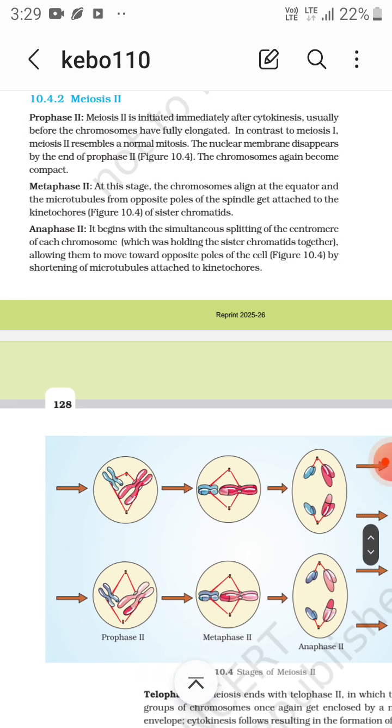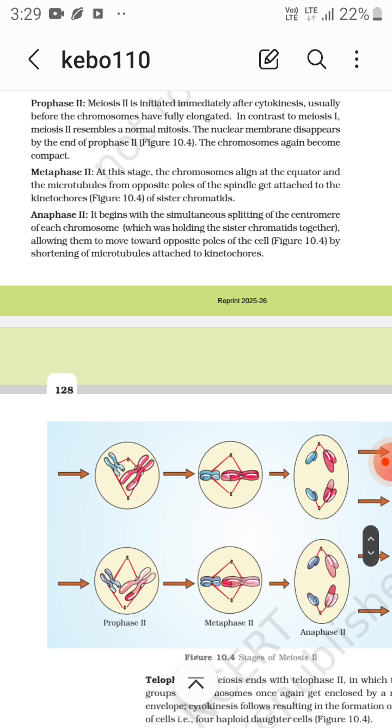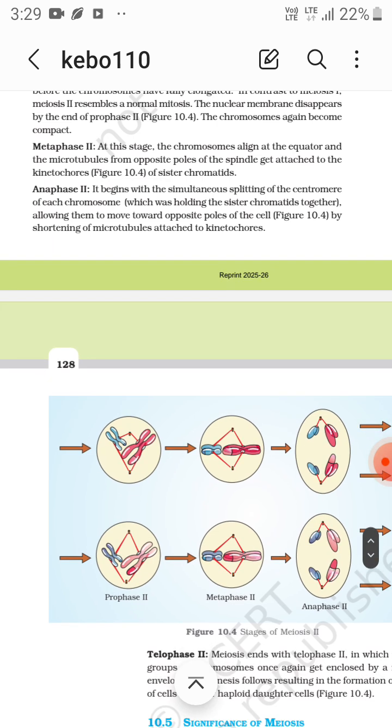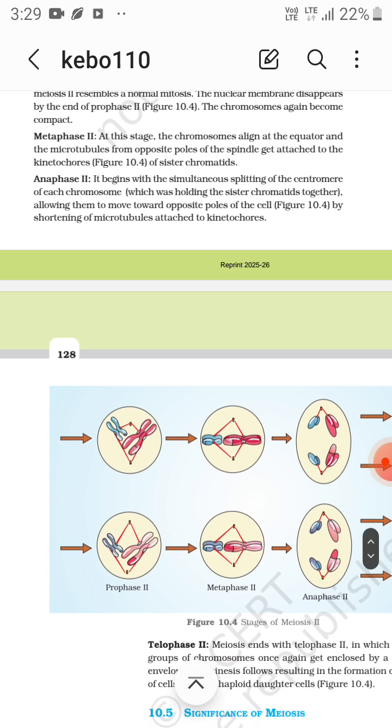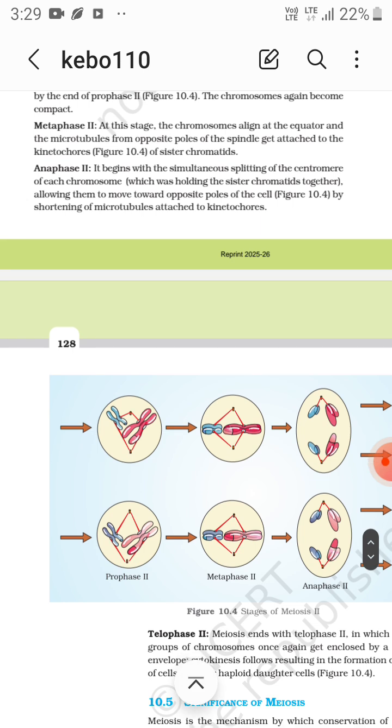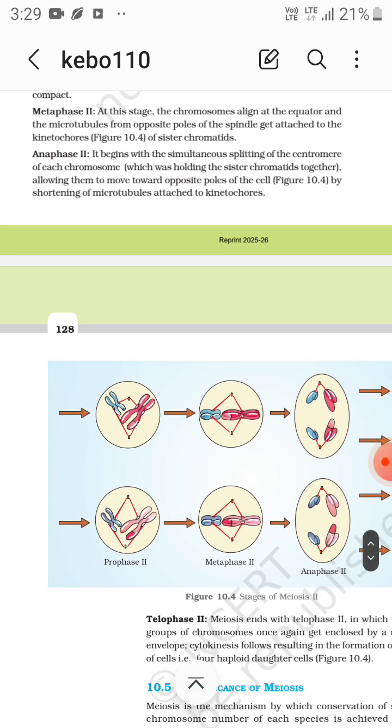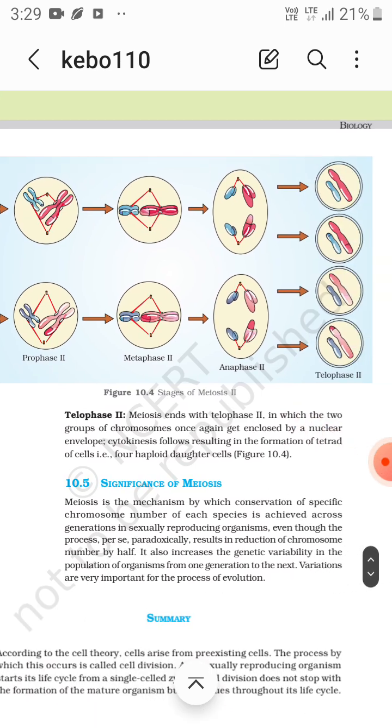Metaphase 2. At this stage, the chromosomes align at the equator and the microtubules from opposite poles of the spindle get attached to the kinetochores of sister chromatids. Now anaphase 2. It begins with the simultaneous splitting of the centromere of each chromosome, which was holding the sister chromatids together, allowing them to move towards opposite poles of the cell by shortening of microtubules attached to the kinetochores. This is anaphase 2.